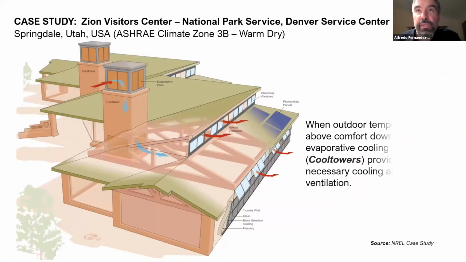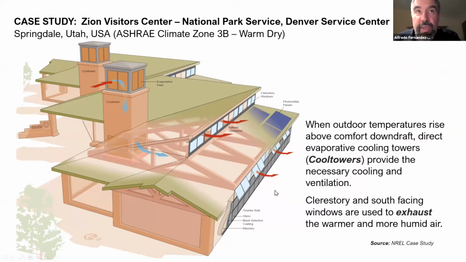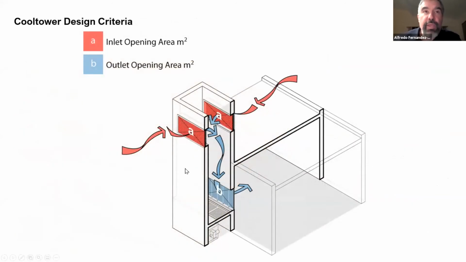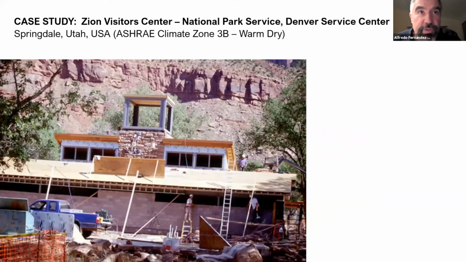And in terms of cooling, when outdoor temperatures rise above comfort, the cool towers provide the necessary cooling and ventilation for the spaces. And the clerestory windows and those windows in the south facade permit the exhaust of the warmer and more humid air. Evaporative cool towers take outdoor warm air and pass it through a wet medium. Then the air gains humidity, loses temperature, drops, sinks, and is delivered to the spaces, providing comfortable conditions and the necessary ventilation. Here's a photo of the construction of this building.